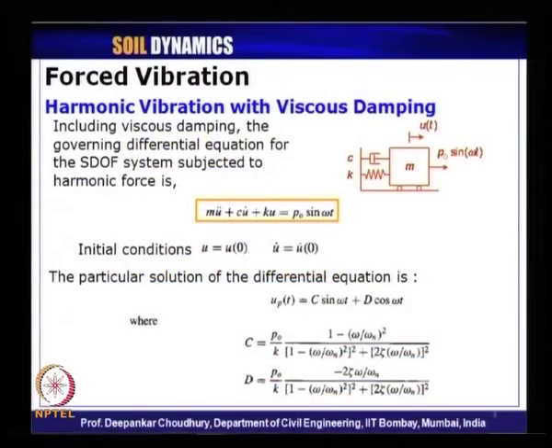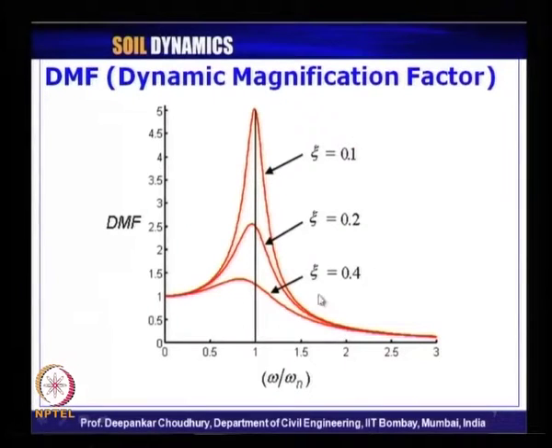A small recap of what we have done. The dynamic magnification factor, how it varies with respect to frequency ratio, that is the ratio of the applied frequency externally to the natural frequency of the system, how it varies for different damping ratios, where the peak occurs and what the maximum dynamic magnification factor is, all these things we have seen. So, continuing with this background, let us further discuss this dynamic magnification factor.